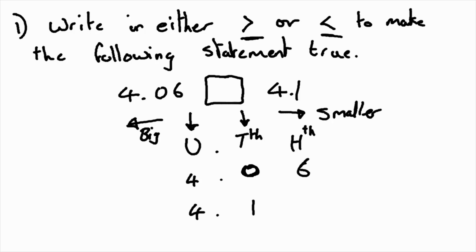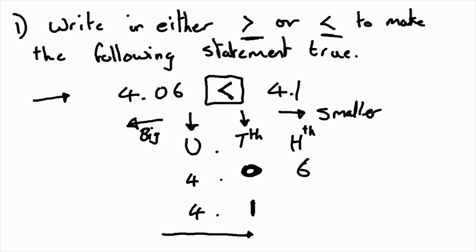Now 4.06 has a 0 in the tenths column and 4.1 has a 1 in the tenths column. Now 1 is bigger than 0. So as we've moved from left to right, we've got to the first stage in which one of the numbers is bigger than the other. Because of that, we would say 4.1 is bigger than 4.06. Or, if we write it as we have done in this line here, 4.06 is less than 4.1.